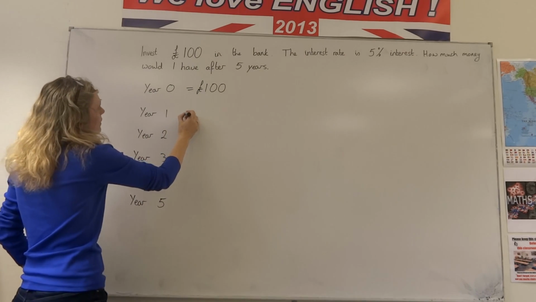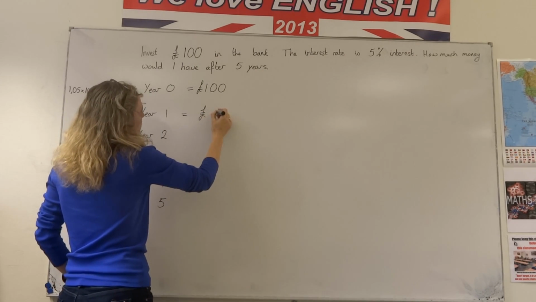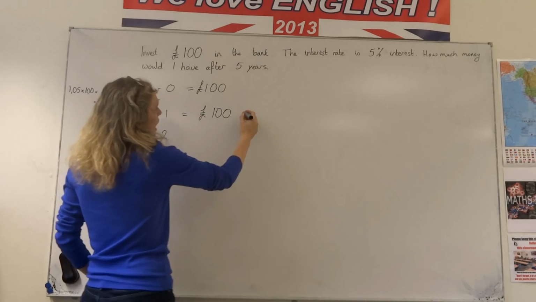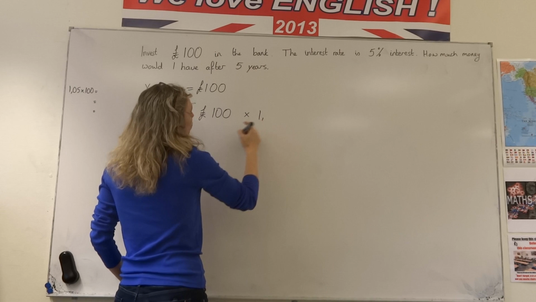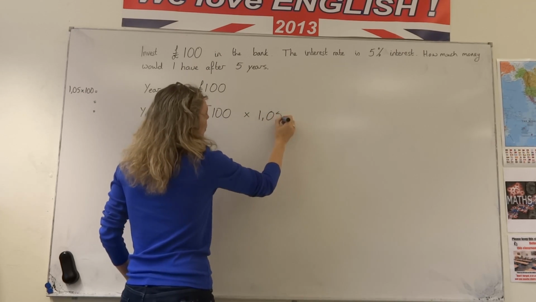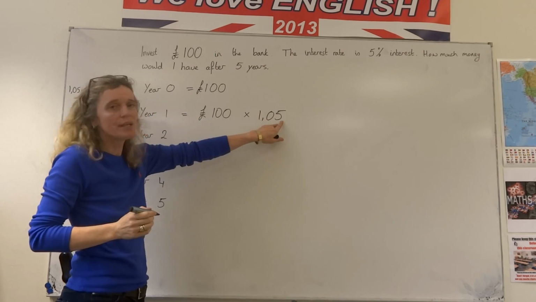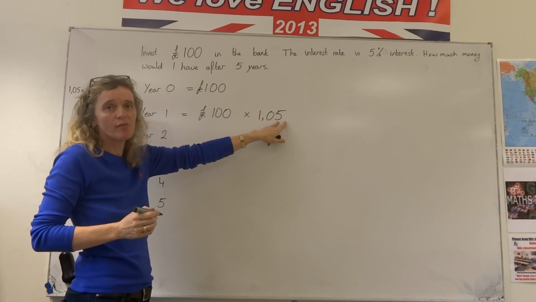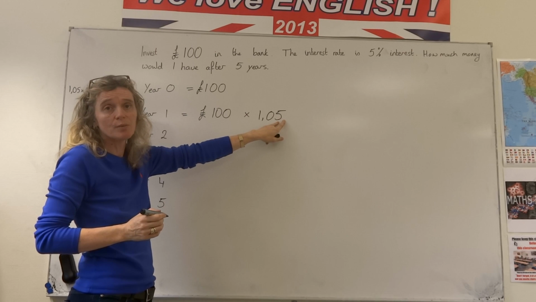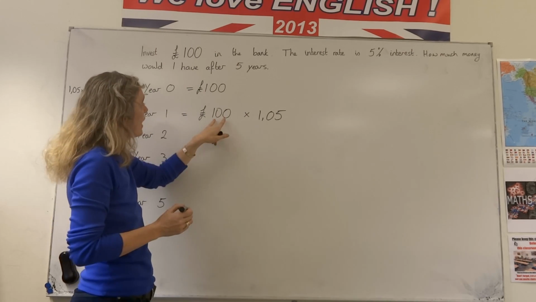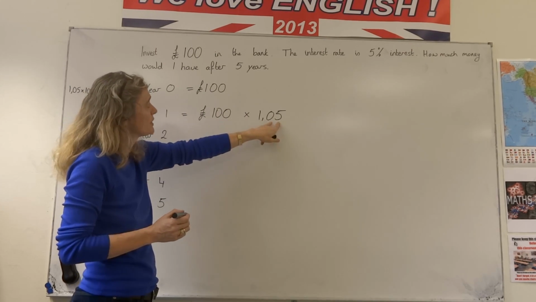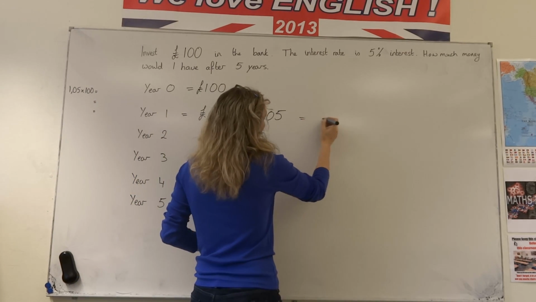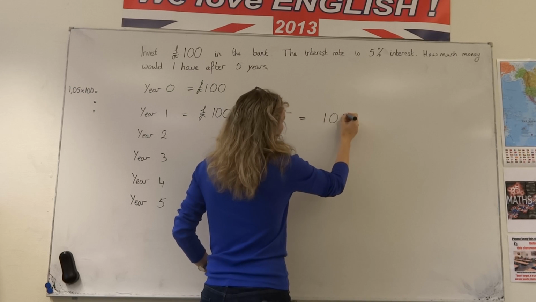1 year later, I'm going to have my £100 and my change factor, the factor that I'm going to be increasing by, is 1.05. I'm increasing 5%. So I've got my original 100 plus another 5%. 5% is the same as decimal 0.05. So if I increase my 100 by 5%, I will then, after 1 year, have 100 times 1.05, which will be £105.